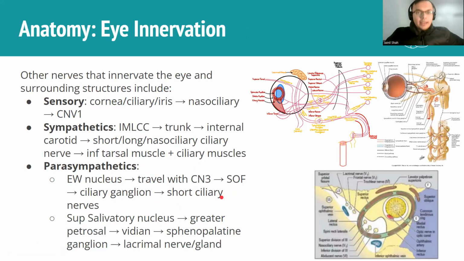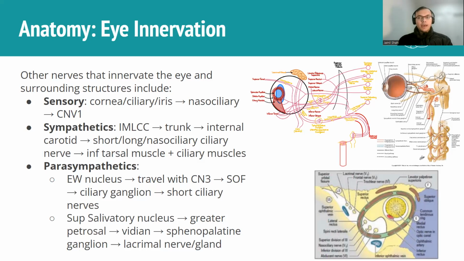All right, now we come to eye innervation. I'm only going to briefly discuss this because you'll have a dedicated lecture on this, and it's not too big of a point to discuss. But when it comes to sensory innervation of the eye, the cornea, ciliary bodies and process, and the iris are innervated by the nasociliary branch of cranial nerve V1, or the ophthalmic branch of the trigeminal nerve.